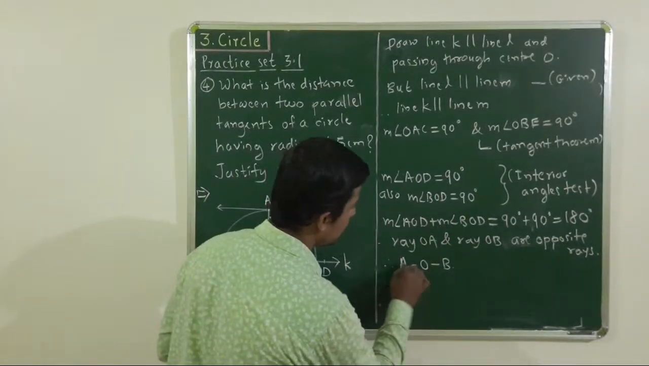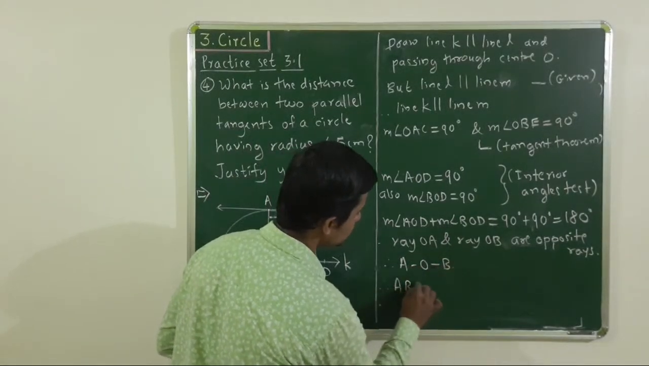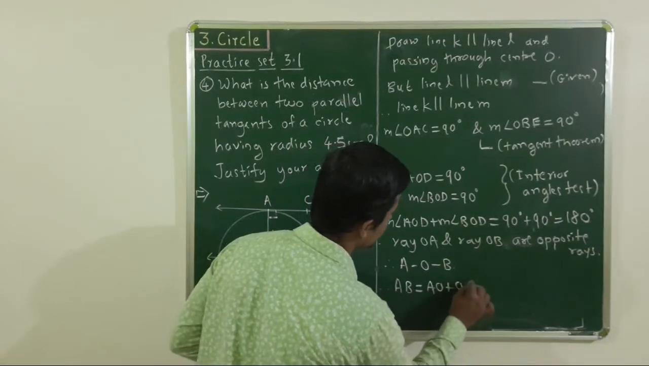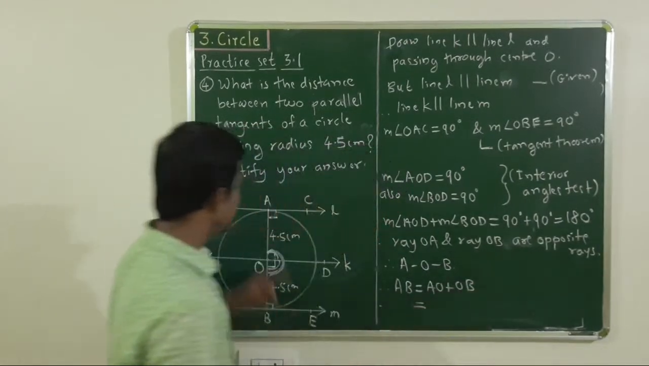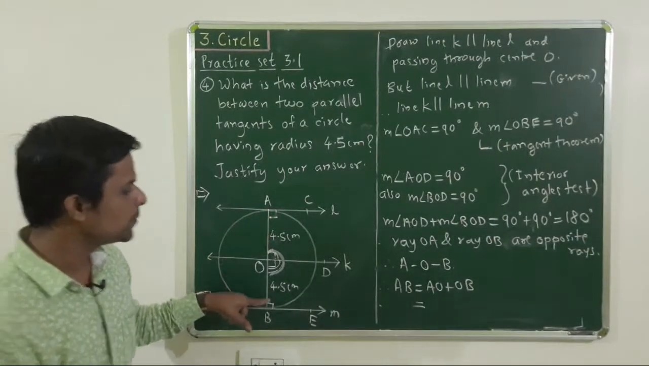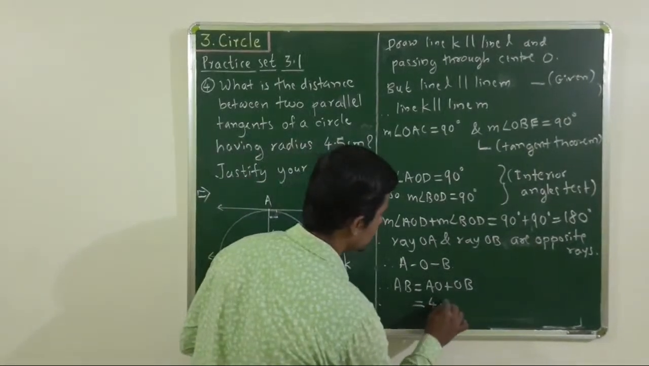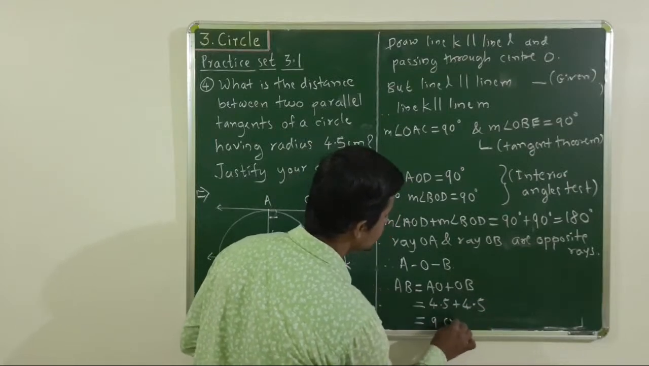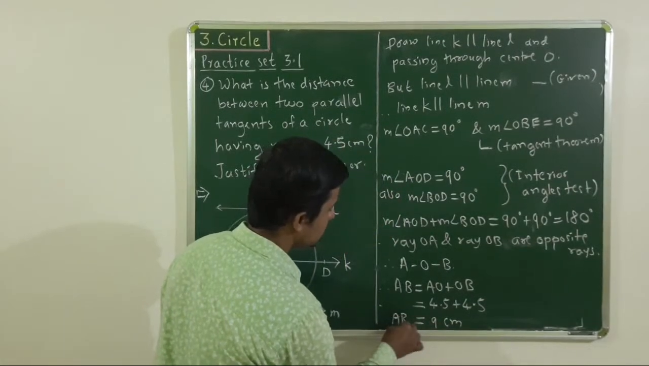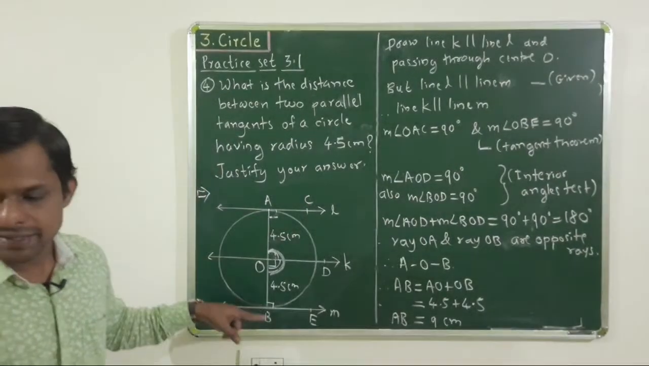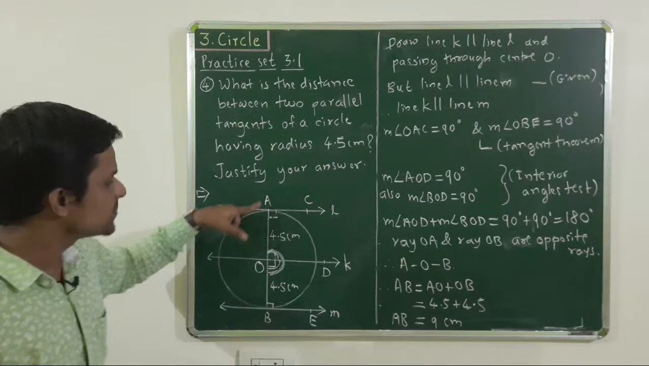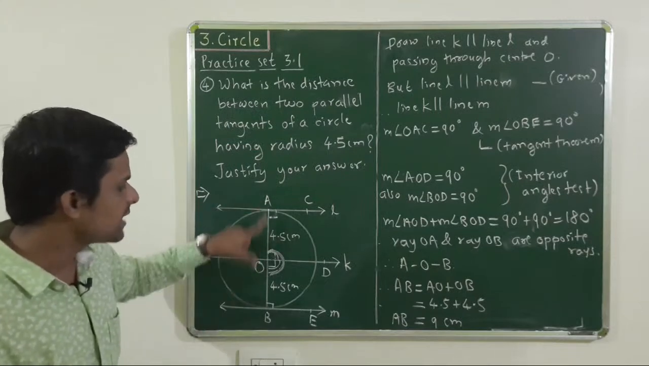Hence AB is equal to AO plus OB, that is equal to, AO is 4.5 and OB is 4.5, so 4.5 plus 4.5 is equal to 9 centimeter. Hence AB is equal to 9 centimeter, and that is nothing but the answer of our question. That is, the distance between two parallel lines is 9 centimeter.